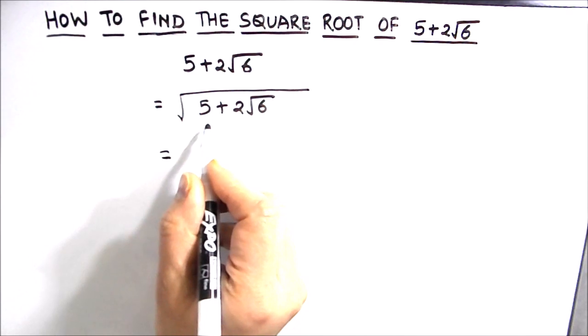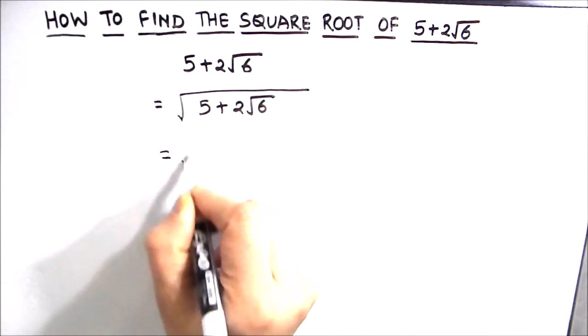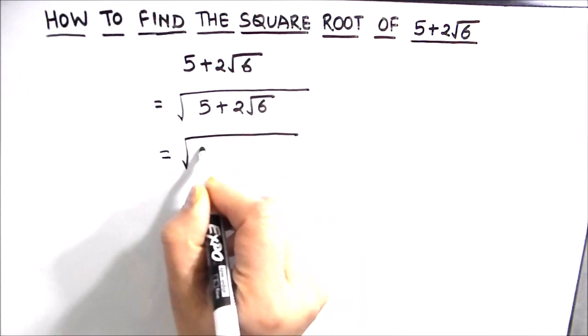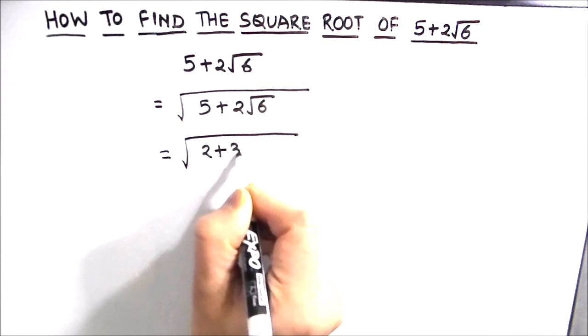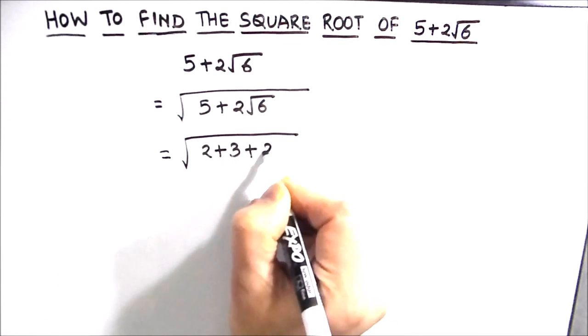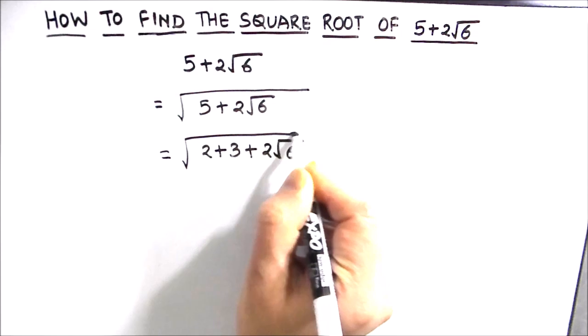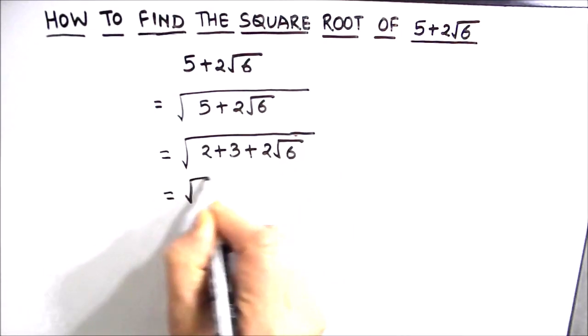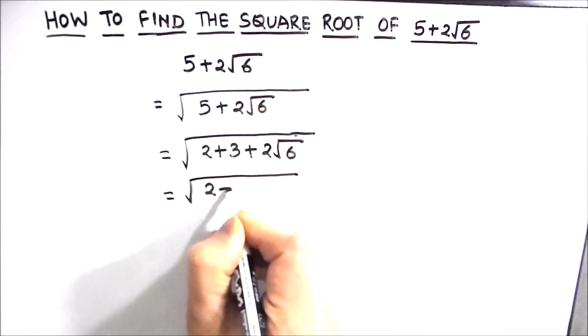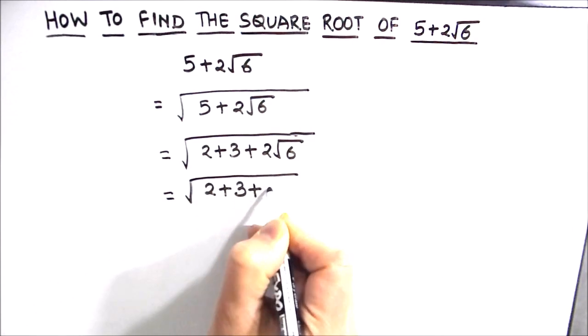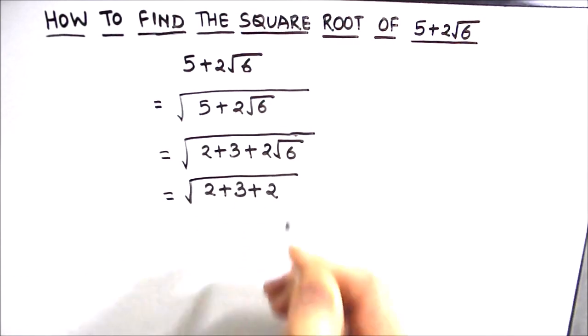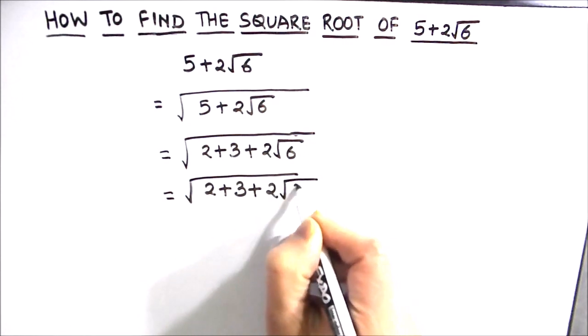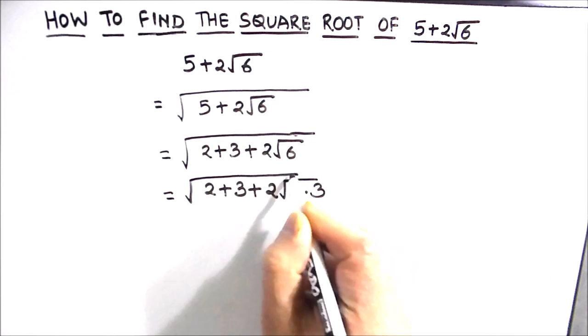Now first we'll break 5 into 2 plus 3. So this we can write as 2 plus 3 plus 2 root 6, and this 6 can be written as 2 times 3. So this will be 2 plus 3 plus 2 square root of 2 times 3.